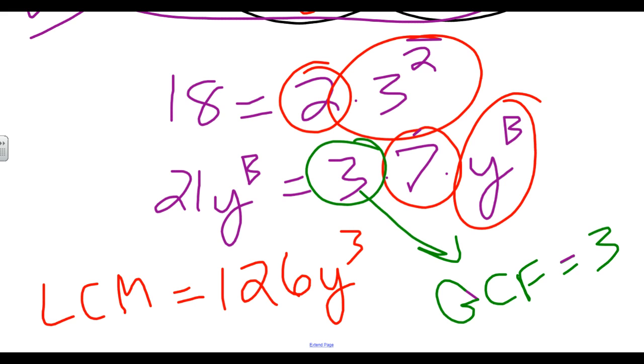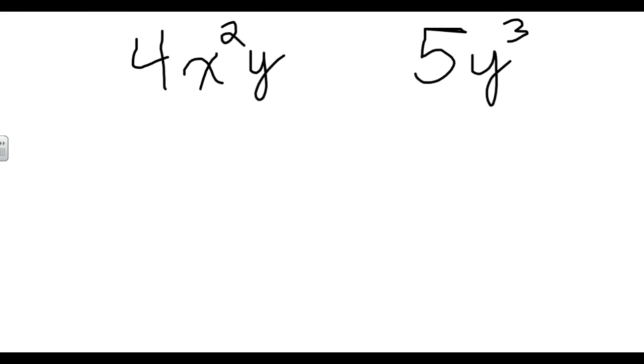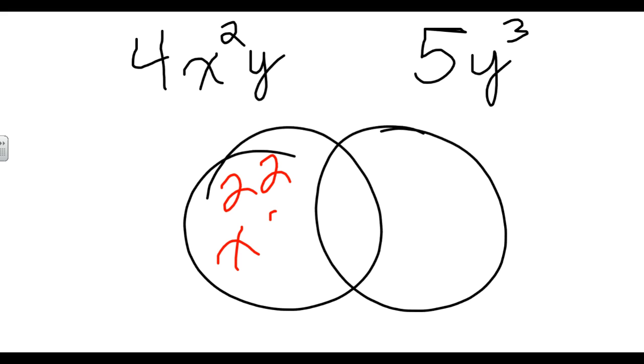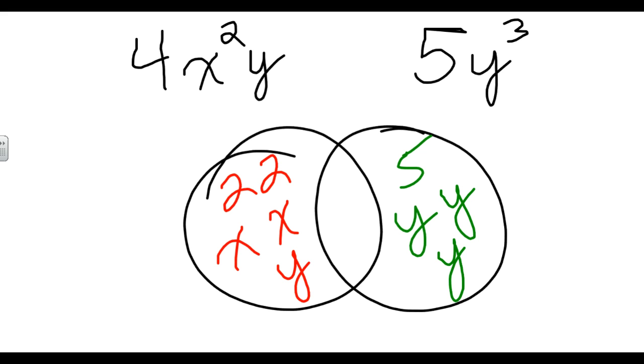So whichever method that you like, go ahead, pause the video, work through this example here, and see what you can find for the GCF and the LCM. Come back when you're ready to go over the answer. We'll use the Venn diagram for this one. 4x squared y is 2 times 2 times x times x times y. 5y cubed is 5 times y times y times y. So what they share, no numerical primes, all they share is 1 copy of y.